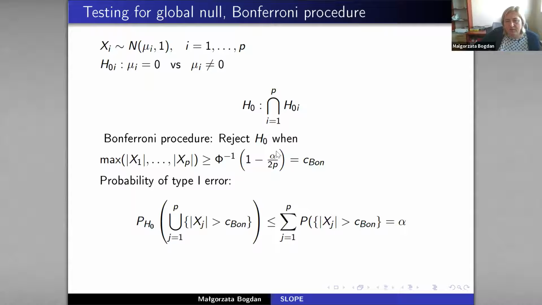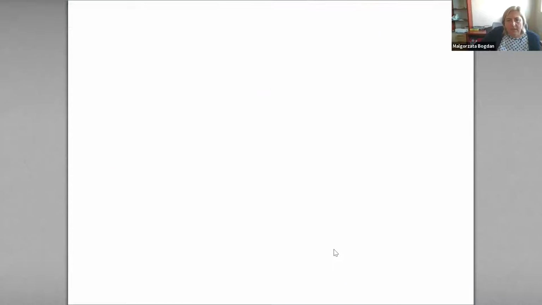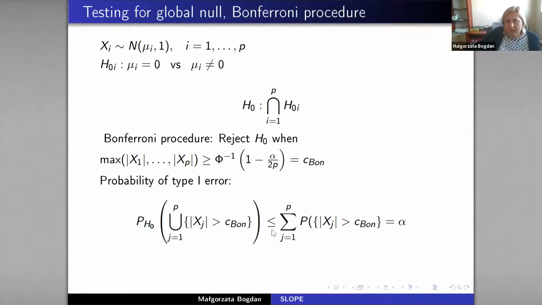So alpha is the significance level, or the probability that you are going to reject the null hypothesis when it is true. With a very simple calculation, you see it's simply based on bounding the probability of a sum of events by the sum of probabilities. Interestingly, this seems pretty much redundant, this bound.